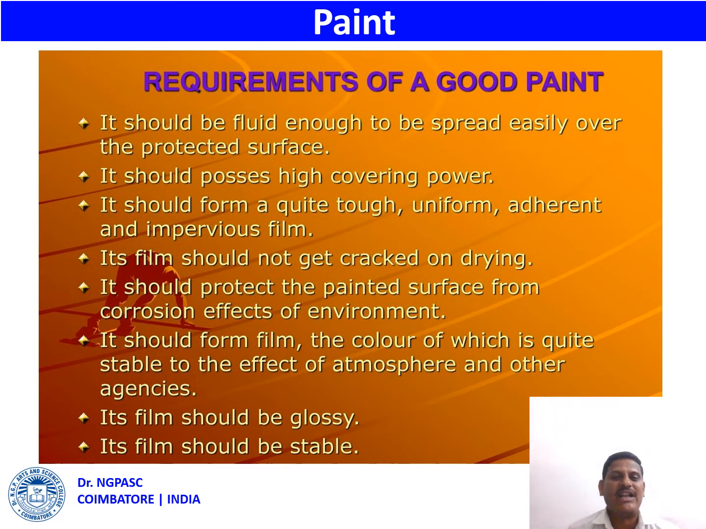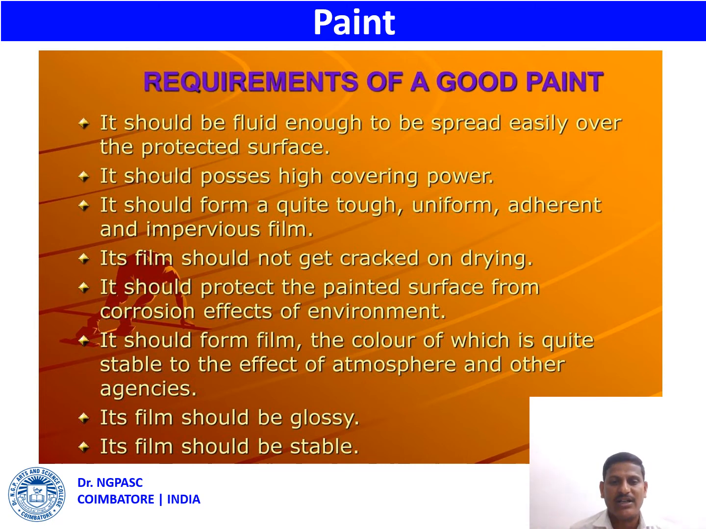Another important topic is the requirements of a good paint. What are the requirements? A good paint consists of the following. It should be a fluid that spreads easily on the surface. It should possess high covering power. It should form a tough, uniform, adherent and impervious film. Its film should not crack on drying, whichever surface the paint is used on.